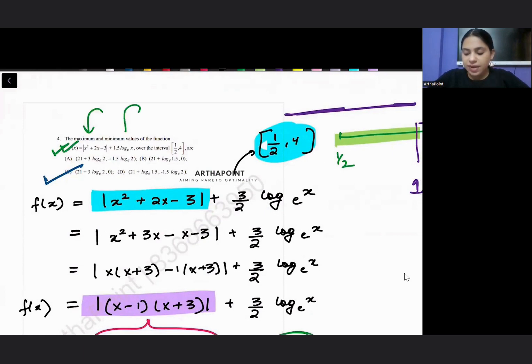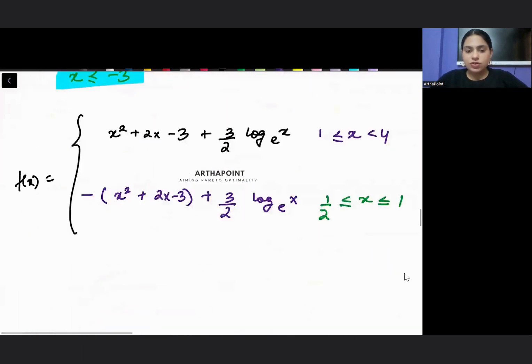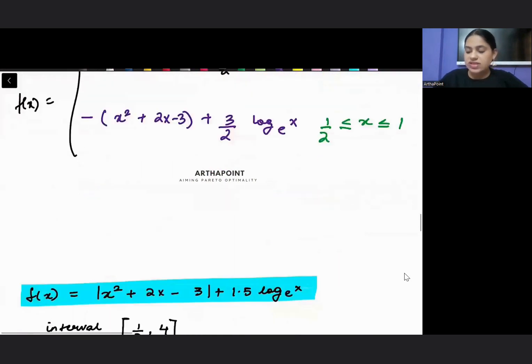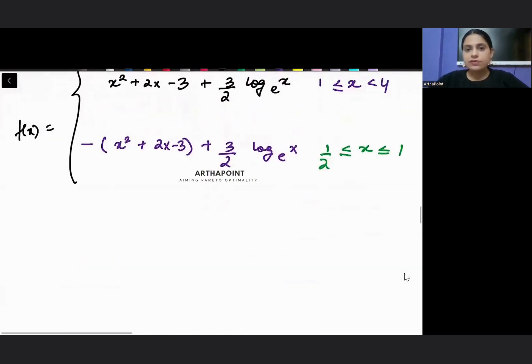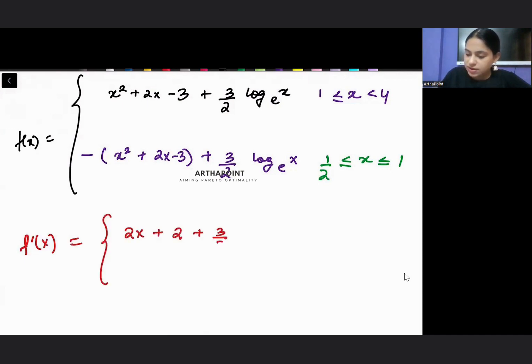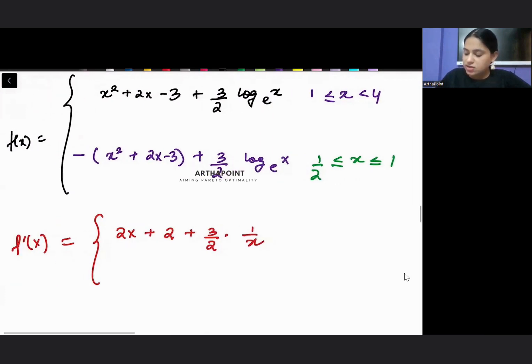Now I need to find out the maximum and minimum value of the function. One way of solving this can be, of course, by finding the derivative, equating it to 0 and checking where you achieve the maximum and the minimum value. So you can find f dash x, and f dash x will be 2x plus 2 plus 3 by 2, since log x will give you 1 by x, right? And you can equate it to 0.